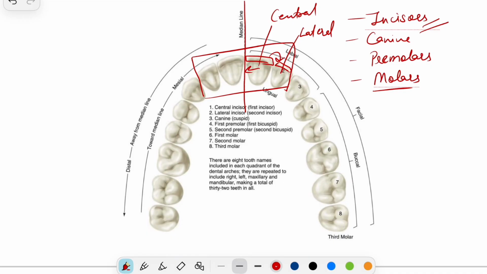Now we can move on to canines. As you can see here, this one is the canine. That is, the canine is located right next to the lateral incisor, and their function is tearing food.